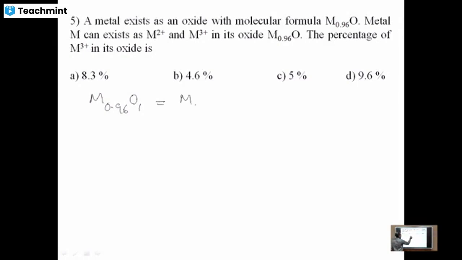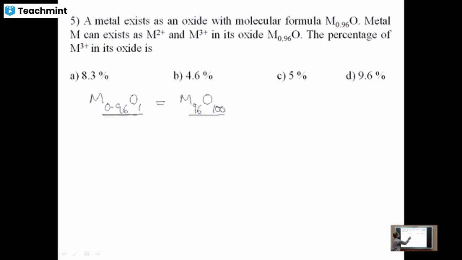0.96, let me convert into 96. When it is multiplied by 100, oxygen gets 100. Both sides, I just multiplied by 100. 0.96 converted into 96. 1 is converted into 100. It is just for getting a simple answer. If there is a fraction, calculation is a bit difficult, so I am converting into whole numbers.